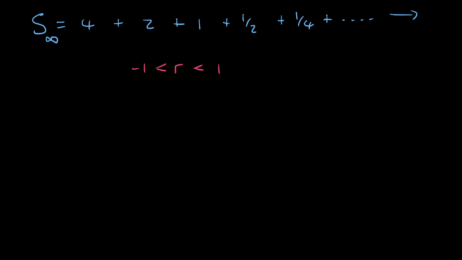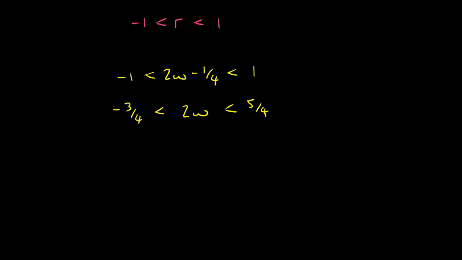So basically we're saying 2w minus a quarter must be between 1 and -1. We're just going to rearrange this inequality. I'm going to add a quarter to all the sides. That becomes -3 upon 4, and this becomes 5 upon 4. Then I'm going to divide everything through by 2. So this becomes -3 upon 8, and this becomes 5 upon 8. So in order to get the sum to infinity, w must be between -3/8 and 5/8. Yeah, that's exactly right.